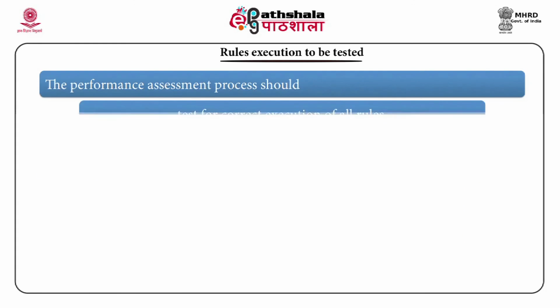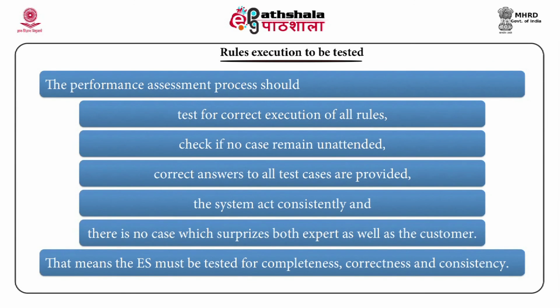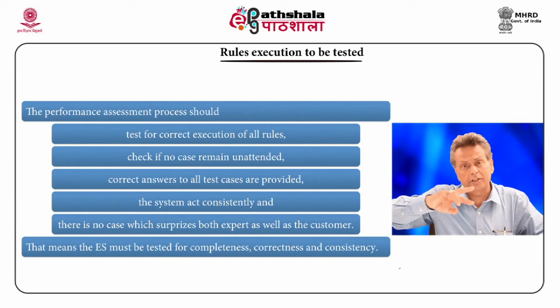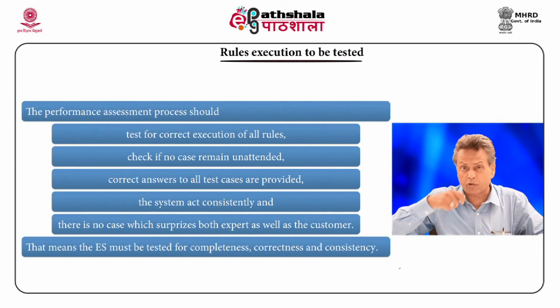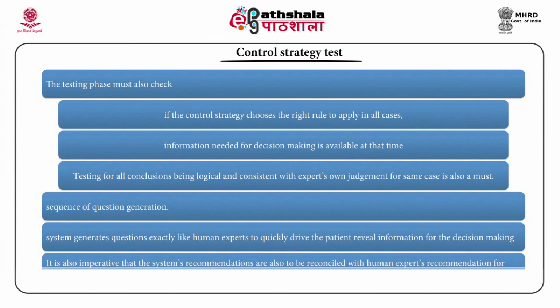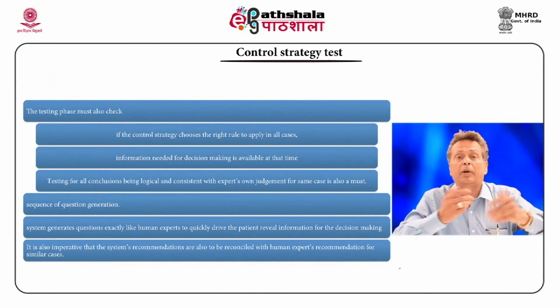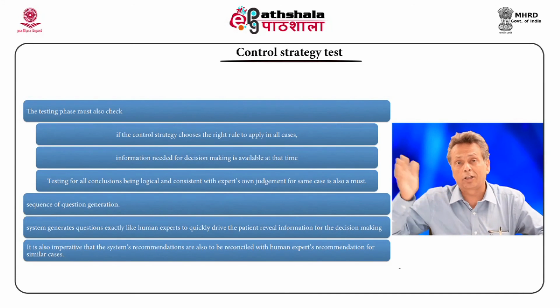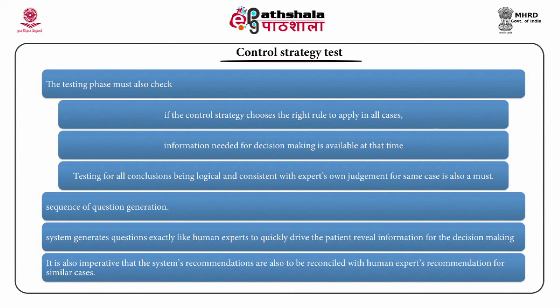Rule execution also is to be tested, like whether rules are properly executed, whether you need to reschedule the order of the rules, whether you need to fine tune those rules; that also is to be properly done. Control strategy, which decides which rule to apply next, might require fine tuning in the long run. You may have to think about that too. With that, we come to an end of this module.